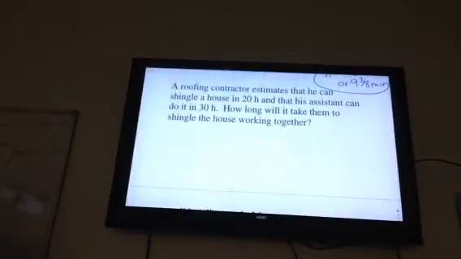Okay, next example, same kind of question. A roofing contractor estimates that he can shingle a house in 20 hours and that his assistant can do it in 30 hours. How long will it take them to shingle the house working together? So again, working together is what I'm looking for, so that is my X.